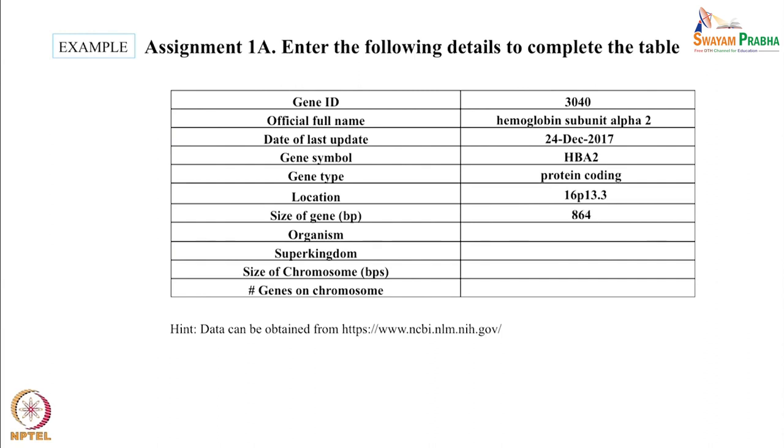The size of the gene is 864 bases. The organism is Homo sapiens, in the super kingdom eukaryota. The size of chromosome 16 is 90.34 megabases, which encodes 1920 genes. So this brings us to the end of the first part of this assignment.